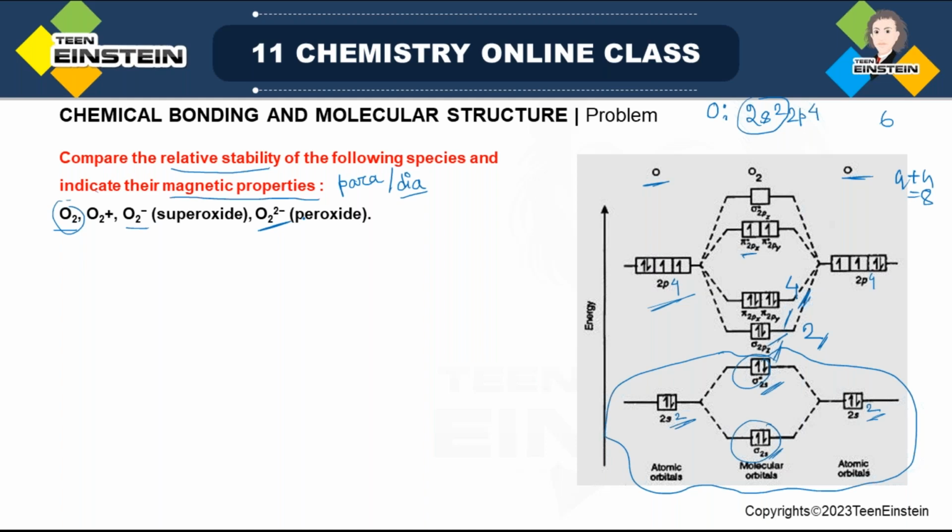But as we have to compare relative stability also, once you are done with all the four species, only then can you compare stability. But as you have already seen the O2 molecule, one thing you can predict is that it is paramagnetic.